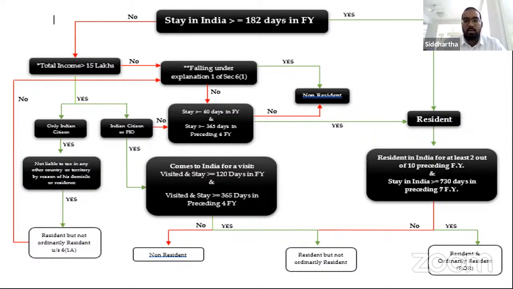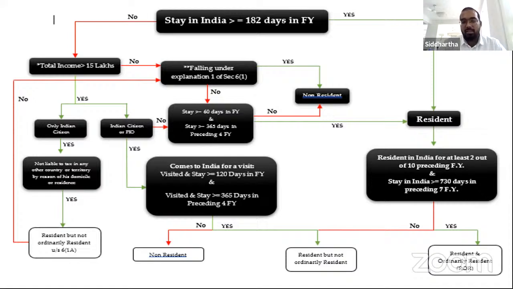One of the criteria is that you should be a resident for at least 2 years out of the 10 preceding financial years, and your stay in India should be more than or equal to 730 days in the preceding 7 financial years. The word used here is preceding financial year. Suppose we are determining residential status for financial year 2021. So we have to look 10 years before 2021. If in those 10 years, in any 2 years you are a resident in India, then the first criterion would be satisfied.